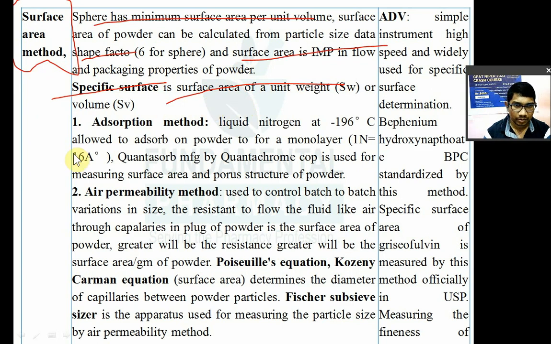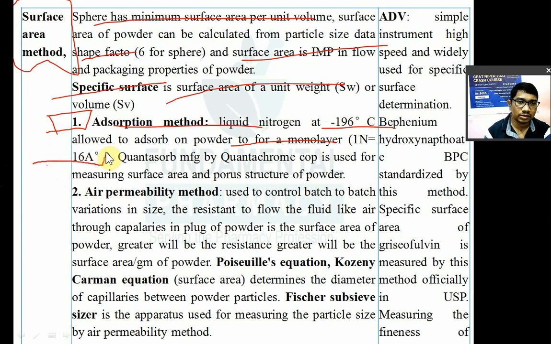Now, adsorption method. There are two methods for measurement of particle surface area. Adsorption method: in this, liquid nitrogen at minus 196 degrees Celsius is allowed to adsorb on the powder to form a monolayer. Now one nitrogen atom is equal to 16 angstrom unit.